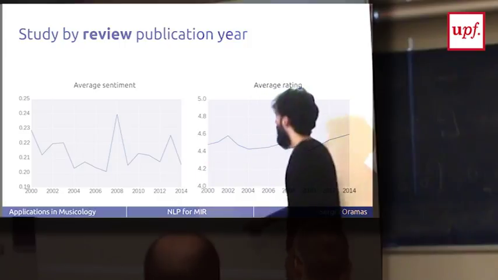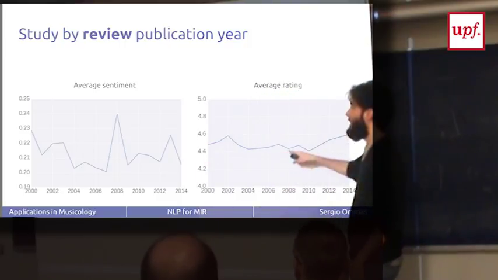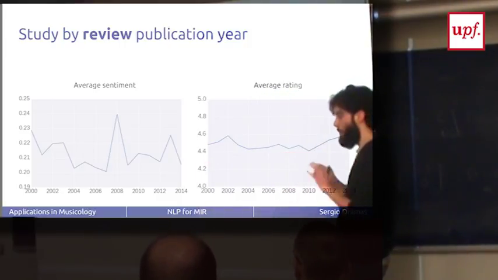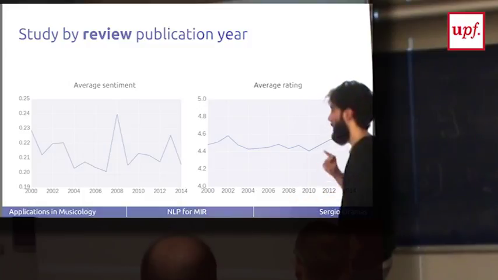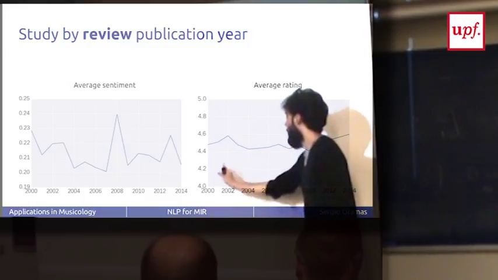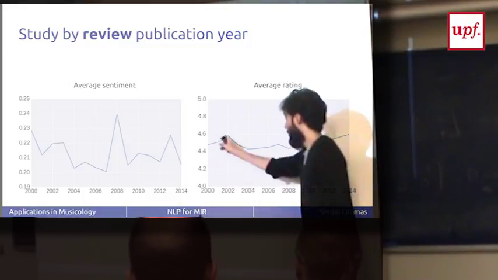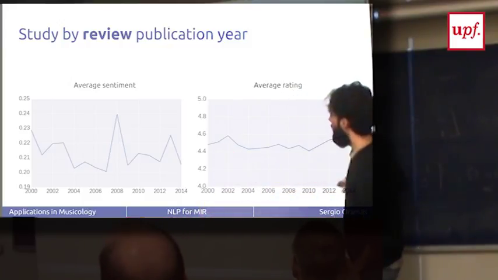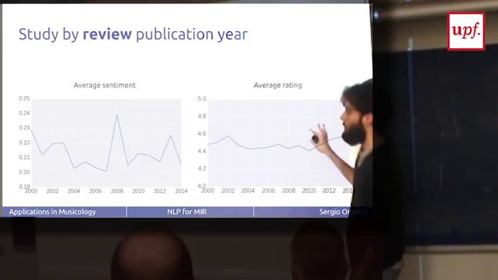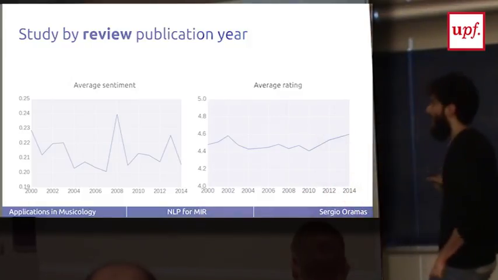And this is the average rating that the user gives, because every review has a rating between 0 and 5 stars given by the user that wrote the review. So this is the average of all the scores given by the user for all the reviews written this year, for example. More or less, we don't see any correlation between the sentiment and the rating, you know?